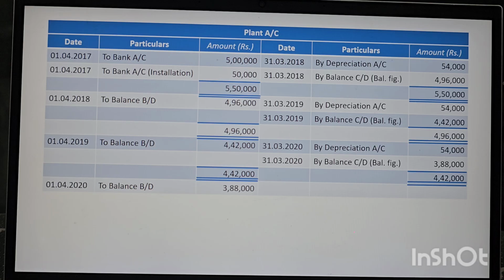Also, if you remember, we discussed in the last class that depreciation is an expense, so depreciation is getting debited over here. Then if you look into the journal entry, the entry is depreciation account debit to plant account. So in the plant account, we are updating the entry as by depreciation account of 54,000 at the very last day of the year. So in 2018, by depreciation of 54,000 is being updated. Now we are getting the net value of the asset as balance c/d of 4,96,000.